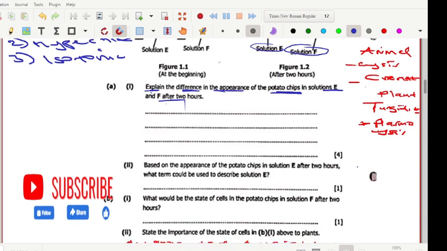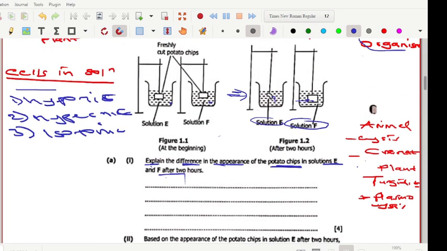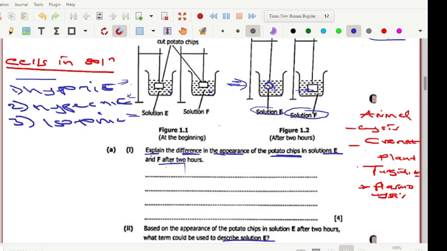Then what are they saying here? Based on the appearance of the potato chips in solution E after 2 hours, what term could be used to describe the solution E? Look at what it caused. It caused the potato chip to shrink. So this solution is what? Hypertonic, because a hypertonic solution is one which accepts water. Then this one gives off water. Then this one, nothing changes. That's how you can remember this.